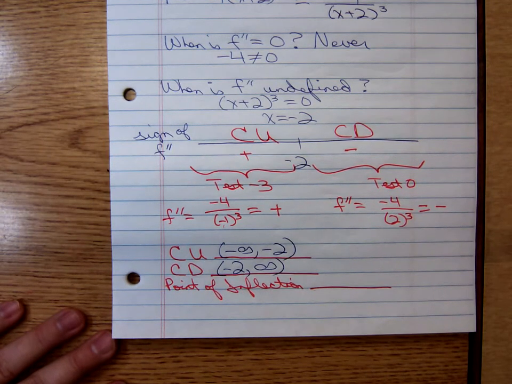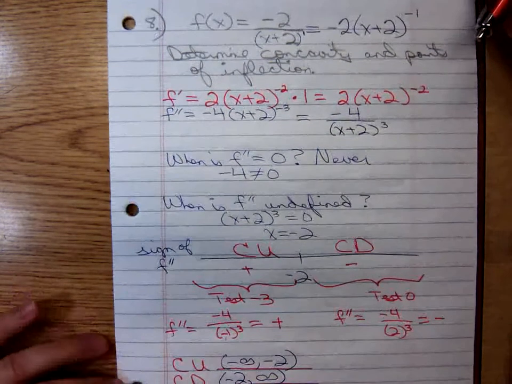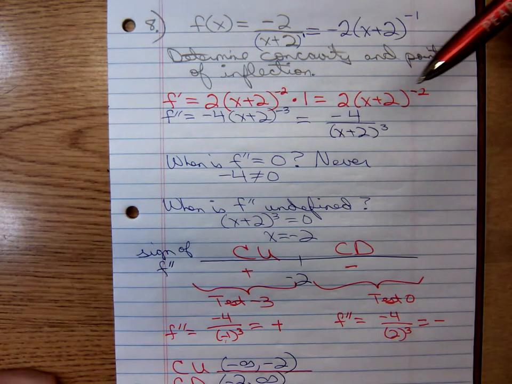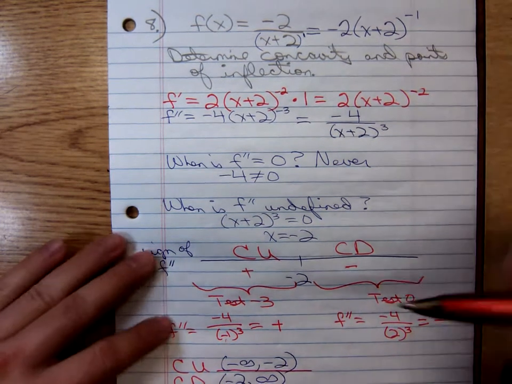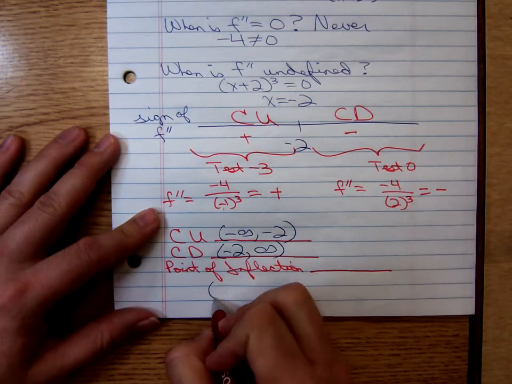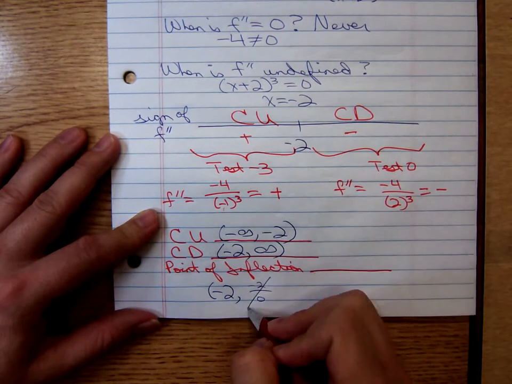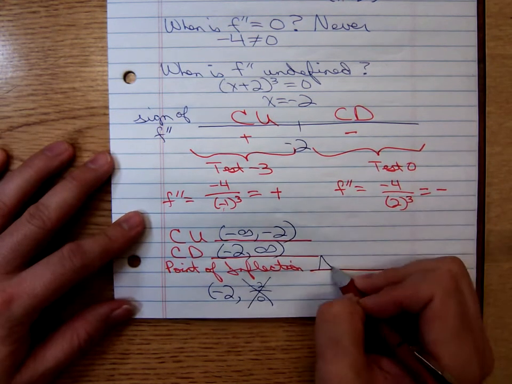Take that negative 2 and try to plug it into the original function. If you plug negative 2 into the original function, what are you going to get as the y value? Are you going to get a y value? No, you'd wind up with negative 2 over 0. That is not a number. Therefore, there is no point of inflection.